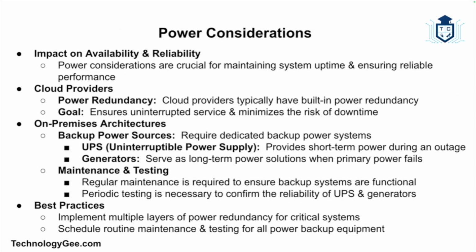Next, we have power considerations, and these can directly impact system availability and reliability. Cloud providers typically have power redundancy to ensure uninterrupted service. On-premises architectures, on the other hand, require backup power sources like UPS, or uninterruptible power supply systems, and generators, which must be maintained and tested regularly.